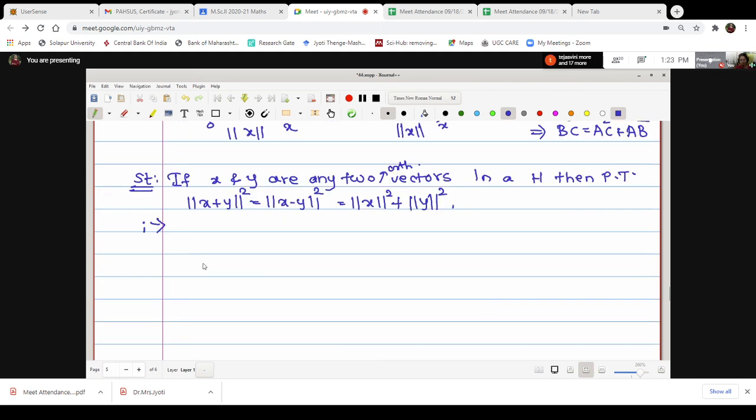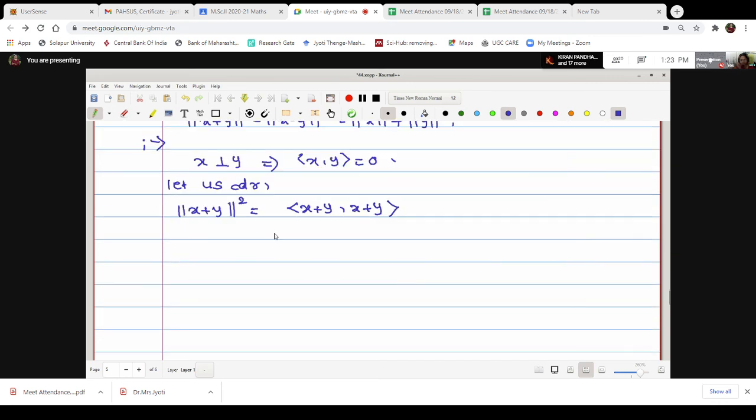Proving this is very easy. Here it is given that x and y are orthogonal, which implies that inner product of x with y is 0. Let us consider first norm square of x plus y, which is actually inner product of x plus y with x plus y. Now I will write directly: inner product xx plus inner product x with y plus inner product y with x plus inner product y with y. Which two properties have we used? Linearity in the first variable, conjugate linearity in the second variable.